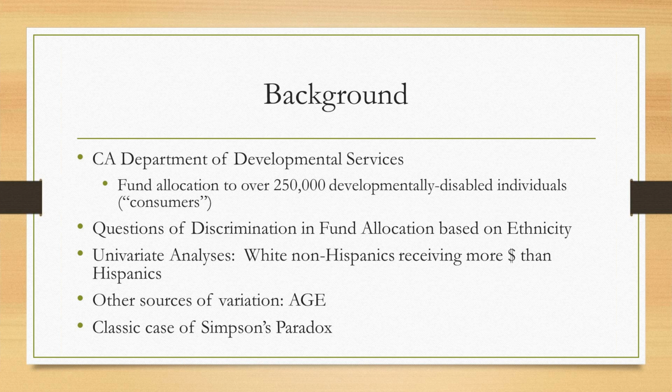We call them consumers, and these are individuals who have disabilities due to cerebral palsy, epilepsy, or mental retardation, and in recent times a big category has been that of autism. Autism has been growing at about 20 to 25% per year, and it's really expanded the cost structure. Now, that's just giving you a little bit of background of how we interacted with the Department of Developmental Services.